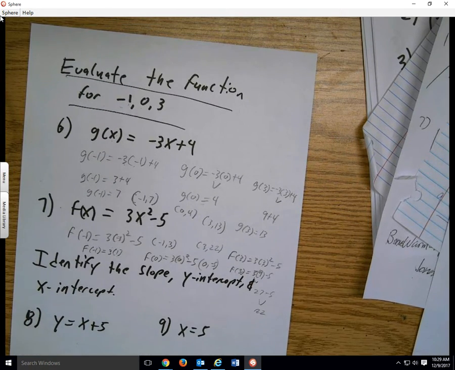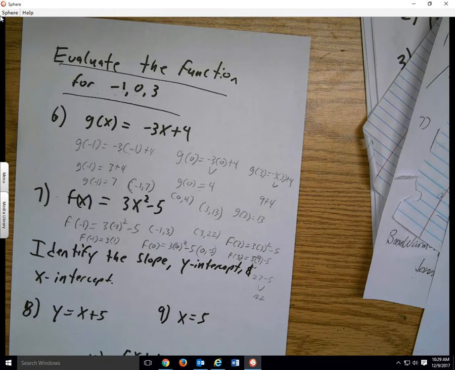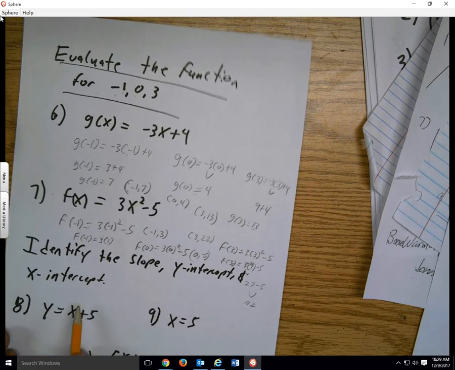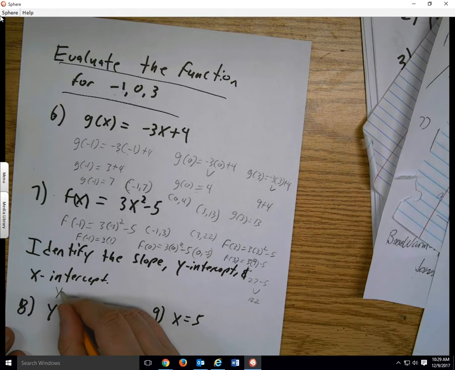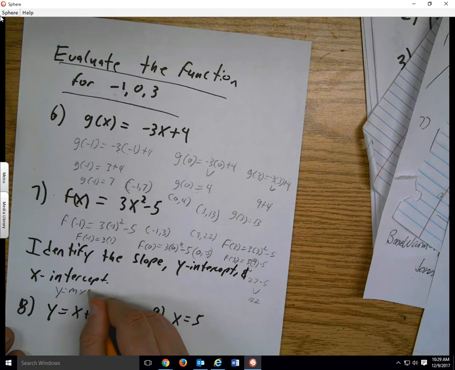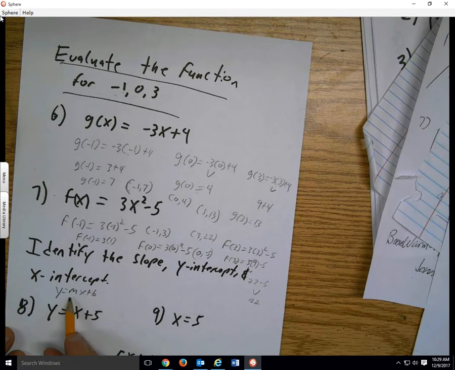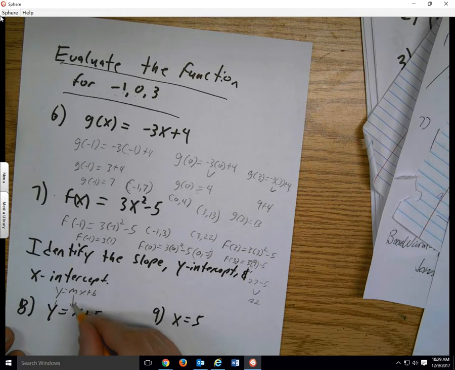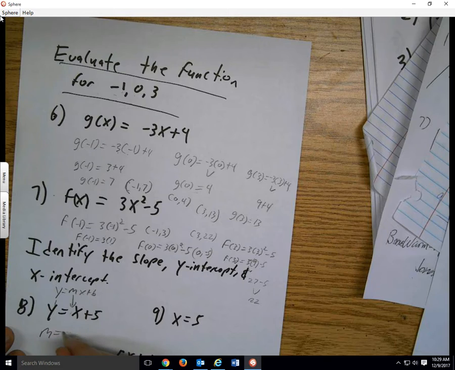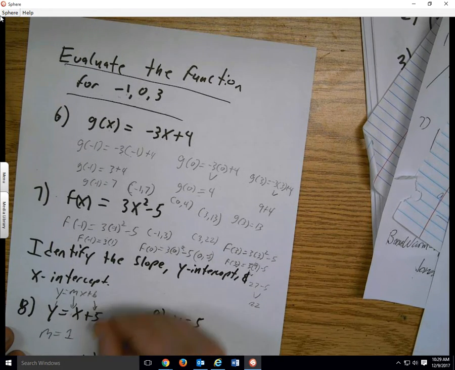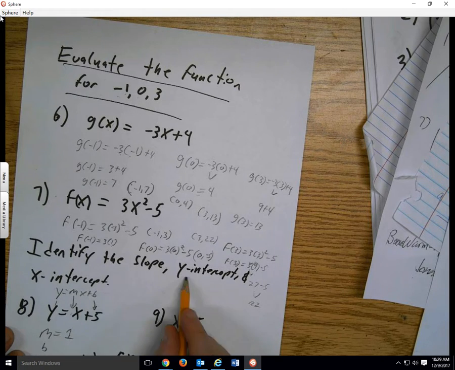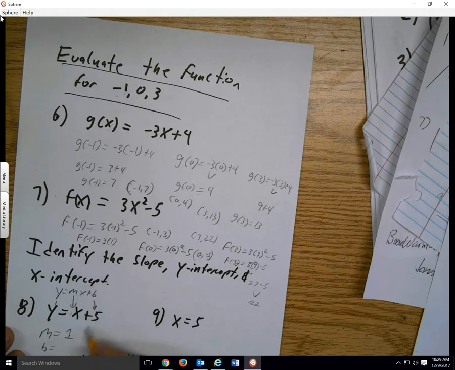Okay, the last portion of this is to identify the slope, the y-intercept, and the x-intercept. The slope is easy to find if it's in the format of y equals mx plus b, and this one is the first one. Whatever's in front of the x is your slope. In this case, there's an invisible 1 in front of the x, so your slope is 1. And your b is just that last number. Your y-intercept is your b, and that's just a 5.